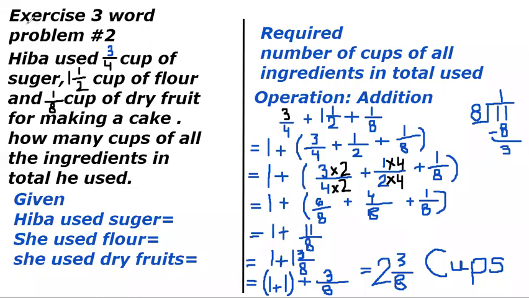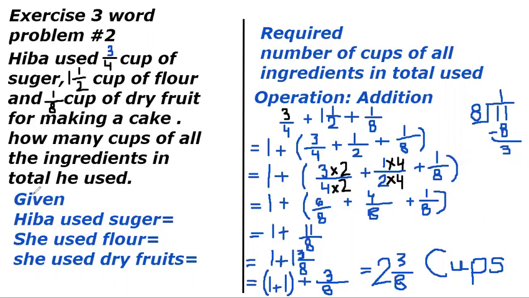Students, now we will do exercise 3, word problem number 2. Hiba used 3 upon 4 cup of sugar, 1 whole 1 upon 2 cup of flour, and 1 upon 8 cup of dry fruit for making a cake. How many cups of all the ingredients in total did she use?